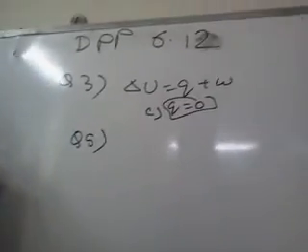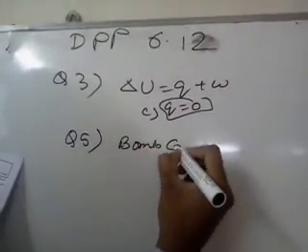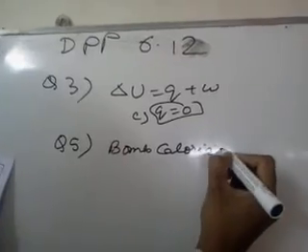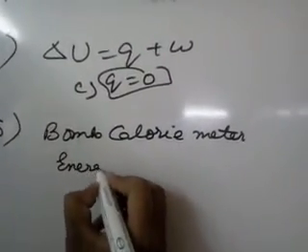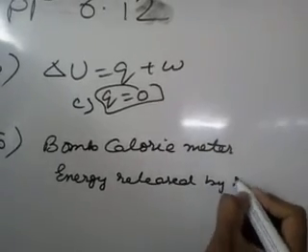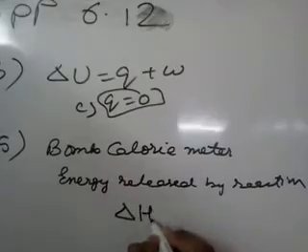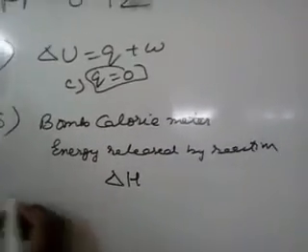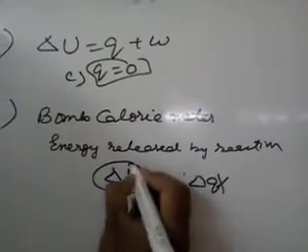Moving to the fifth question. The amount of heat measured for a reaction in a bomb calorimeter. A bomb calorimeter measures the energy released by the reactions. And the energy released by a reaction is often termed in terms of delta H, not in terms of Q. It is always in terms of delta H.